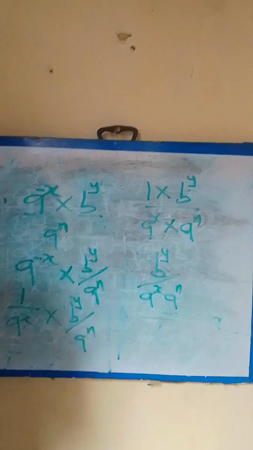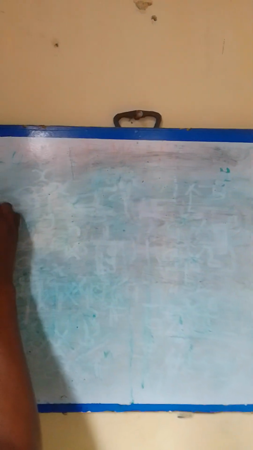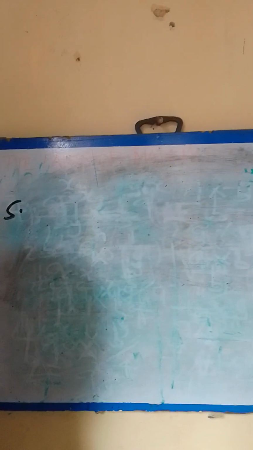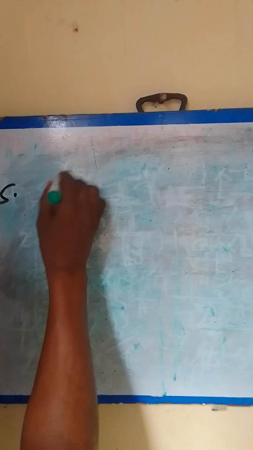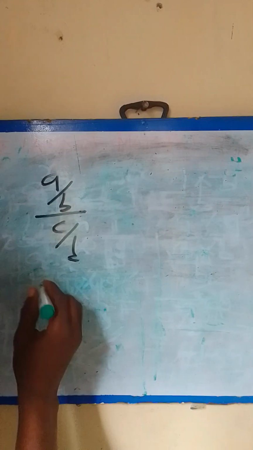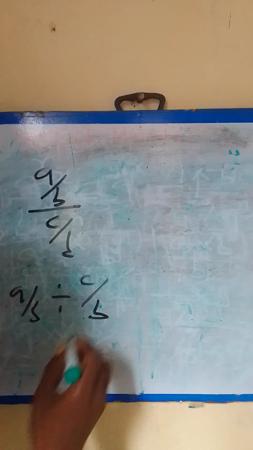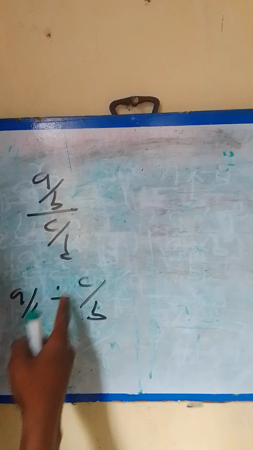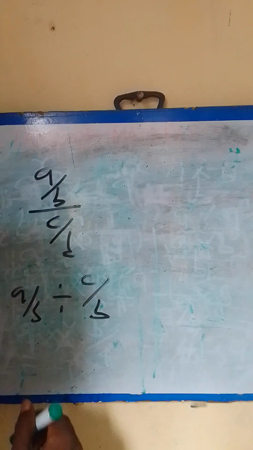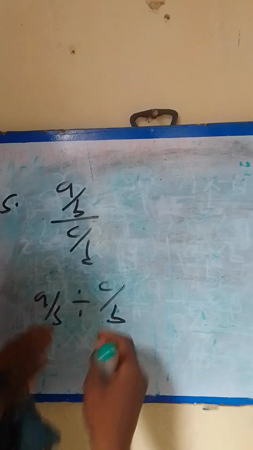So we are going to look at the 5th point. The 5th point we are going to look at is, we have say a all over b divided by c all over d. Like I said, when you are dividing fractions, you change the division sign to a multiplication sign. You do that by inverting the right hand side of the equation. This is the left hand side, this is the right hand side.